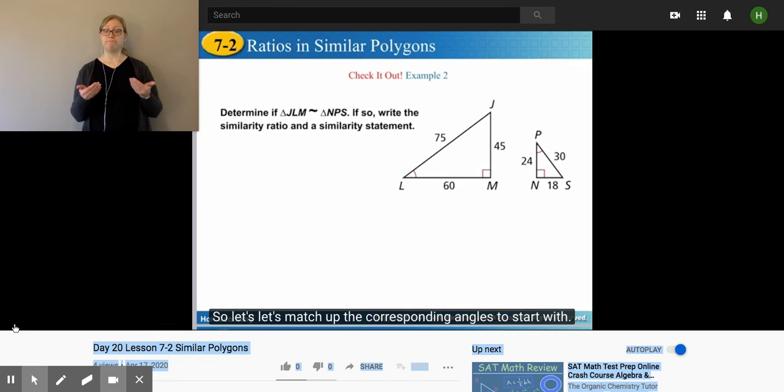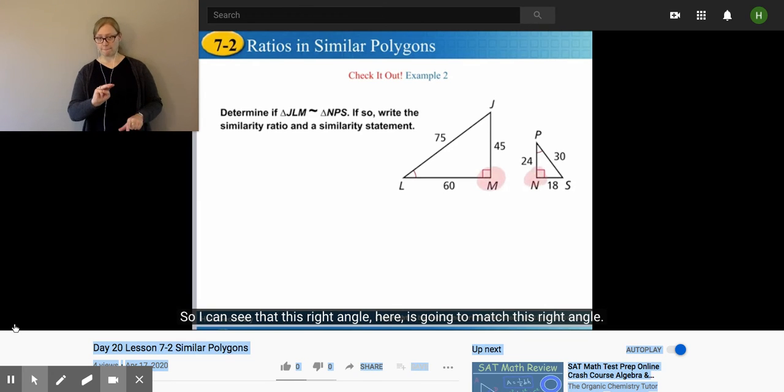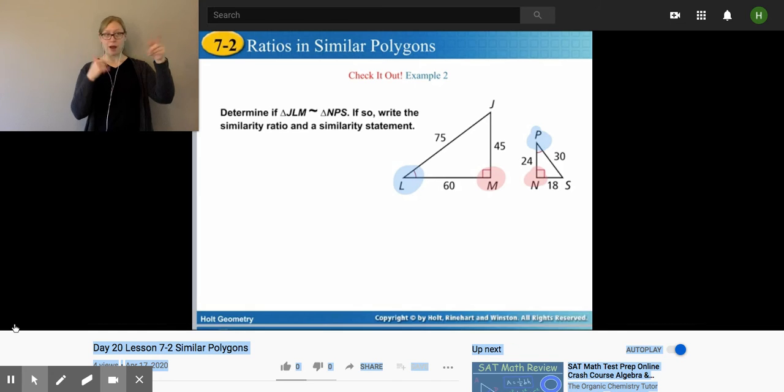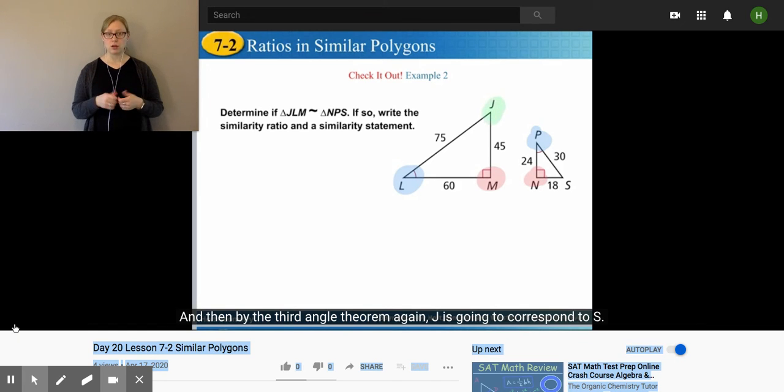So let's match up the corresponding angles to start with. So I can see that this right angle here is going to match this right angle. We have this angle with one tick mark L, that's going to match angle P because that has one tick mark. And then by the third angle theorem again, J is going to correspond to S.